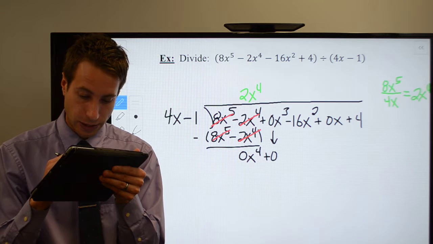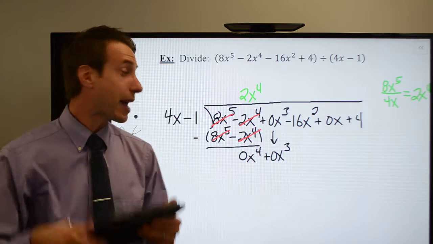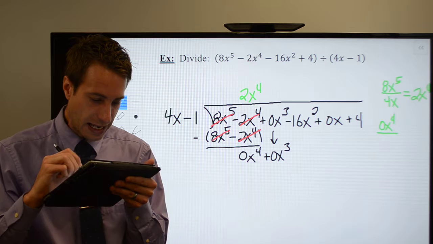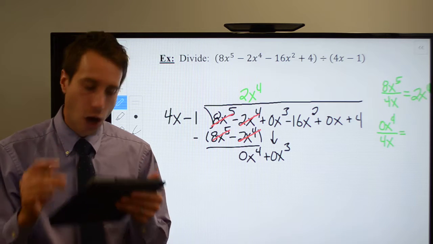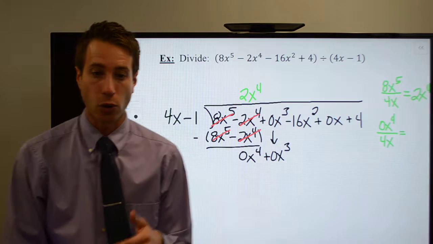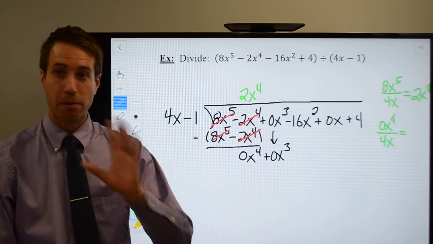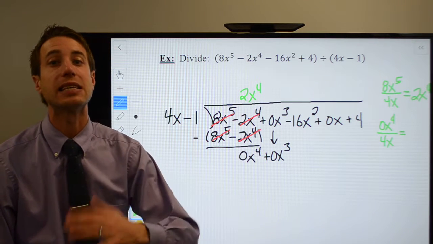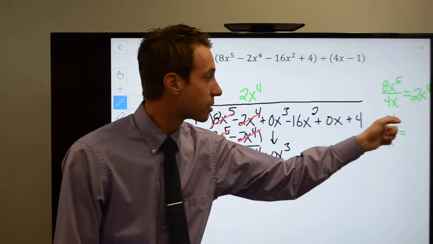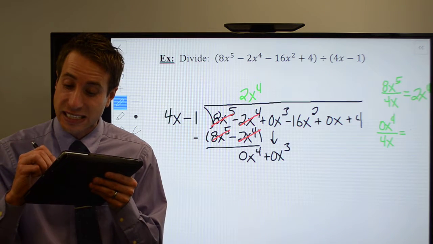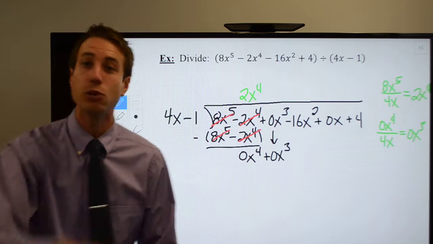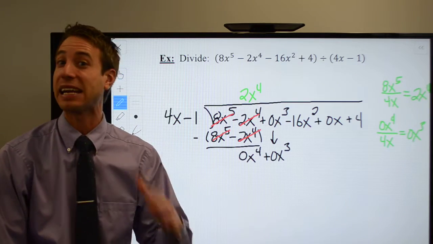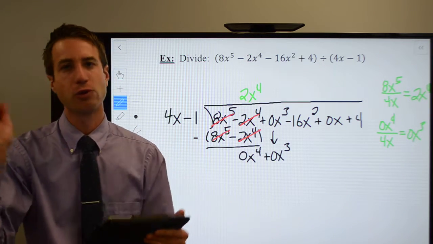Bring down, interesting, what I'm bringing down is 0. Okay, so anyway, here we go, 0x to the 4th divided by 4x. Well, anything divided by 0 is, of course, going to be 0. But again, the reason that I brought those x's along with me is because I do need to keep track of those powers. x to the 4th divided by x would be x cubed. So I have a 0x cubed. Now again, you know anything times 0 is going to be 0. For now, I'm going to leave that in my quotient. We'll take care of all those zeros at the end.